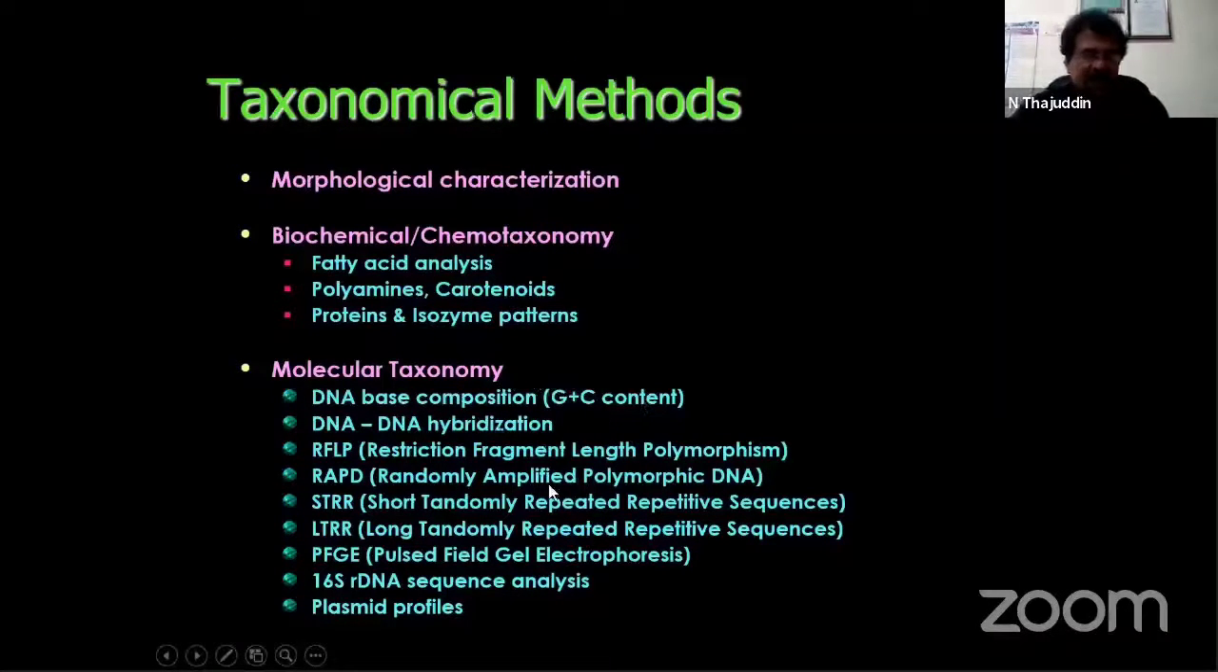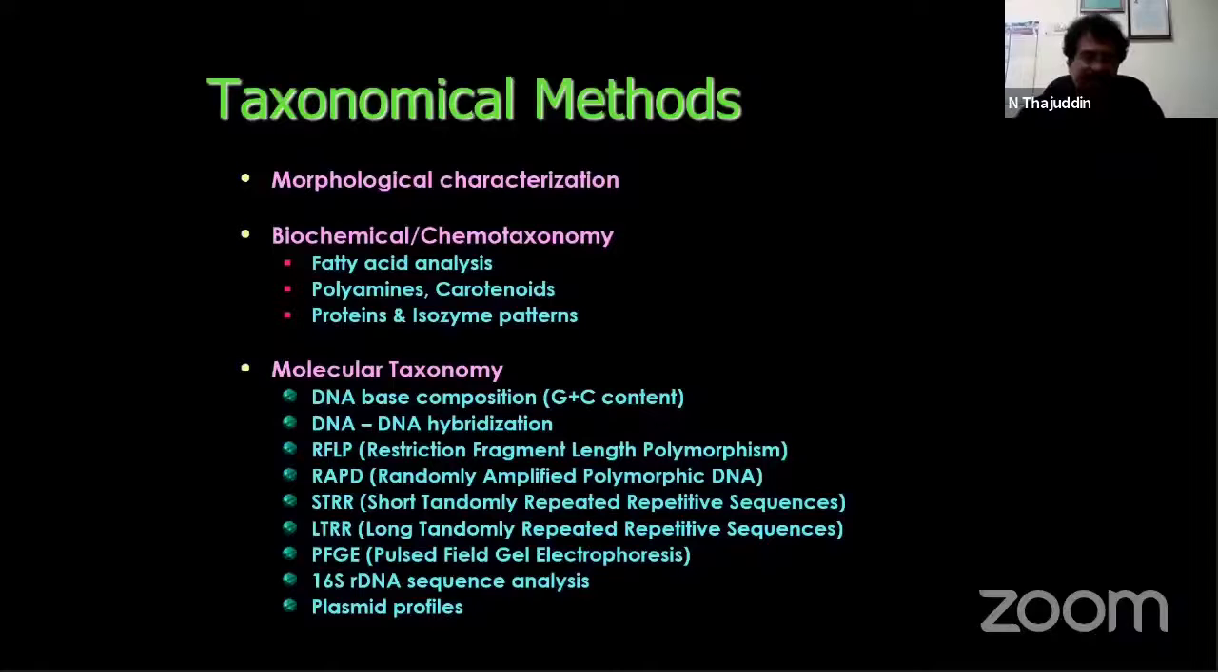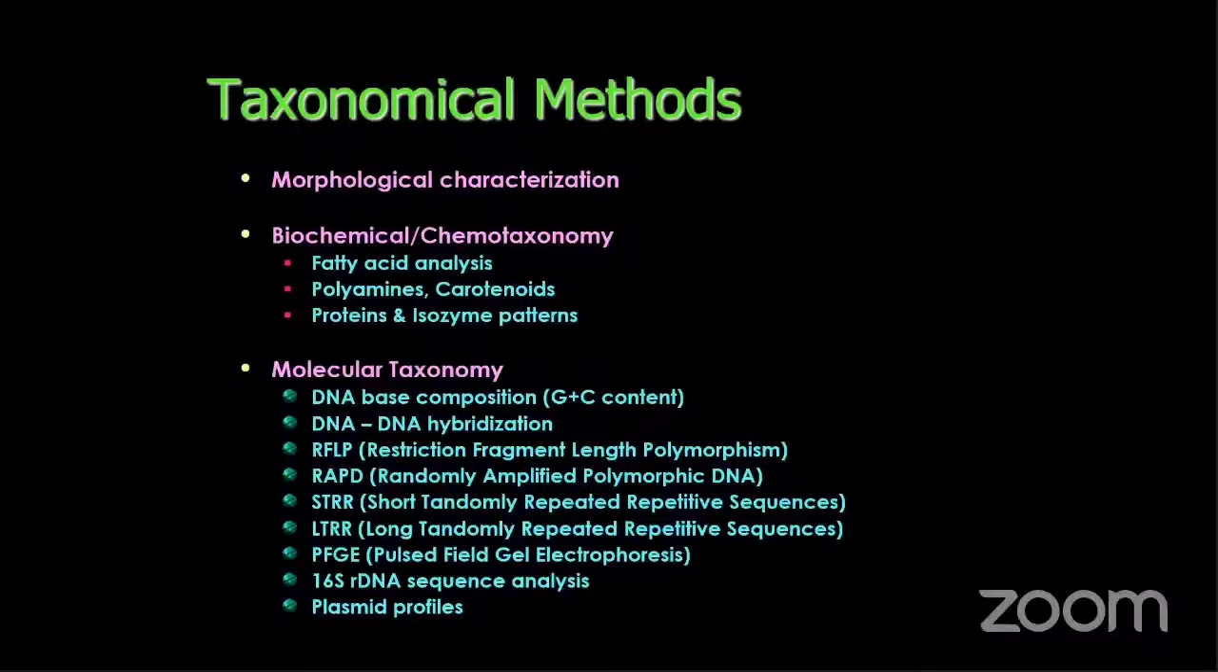Coming to molecular taxonomy, there are several tools. One is DNA base composition, DNA hybridization, RFLP, RAPD, STRR, LTRR, pulsed field gel electrophoresis, plasmid profiles, and 16S rRNA sequence analysis. Among all the tools, 16S rRNA is helpful for identification of species and genera, even at strain level. Whereas other tools like DNA base composition, RAPD, RFLP, LTRR are helpful to differentiate closely related species, not for identification. So I will justify this.